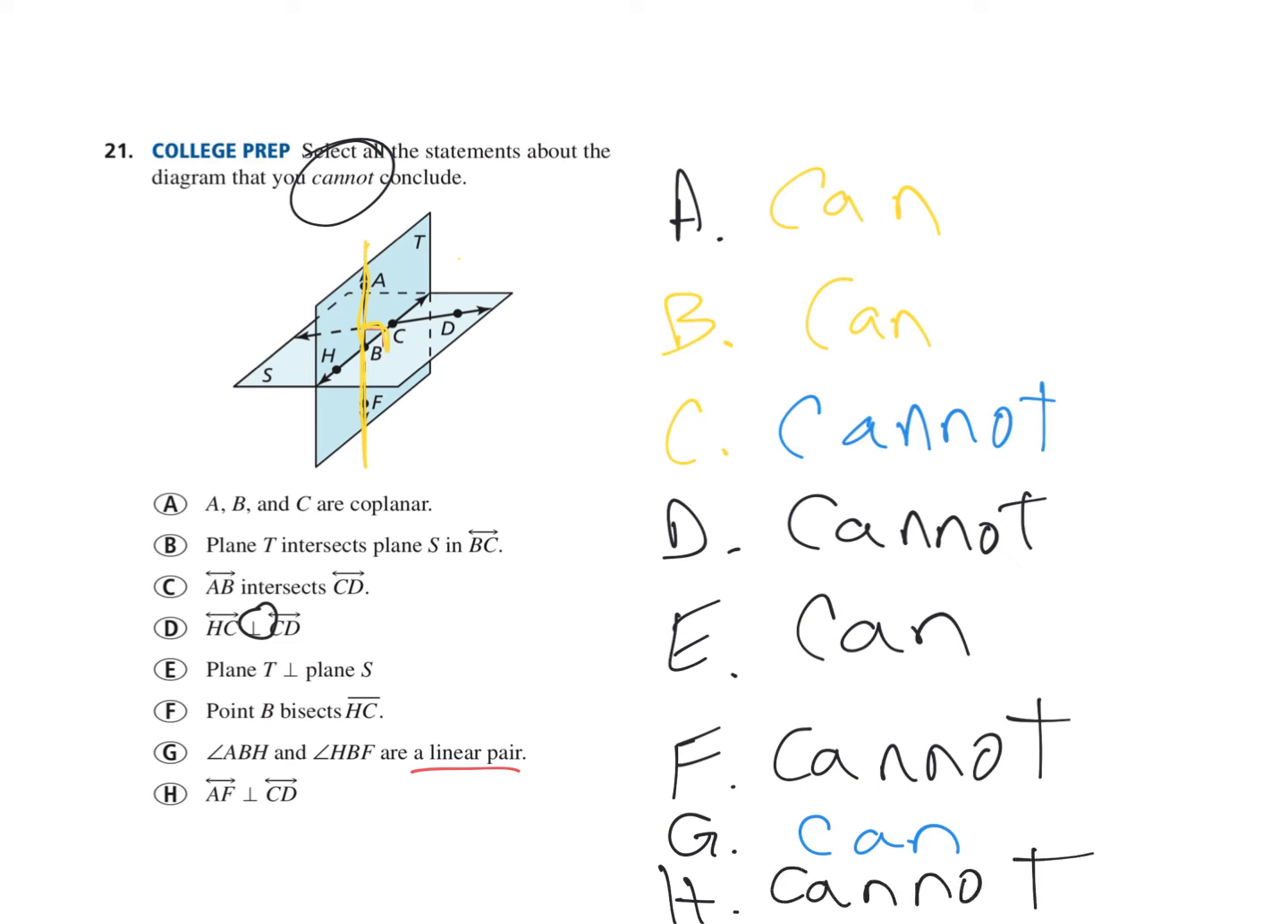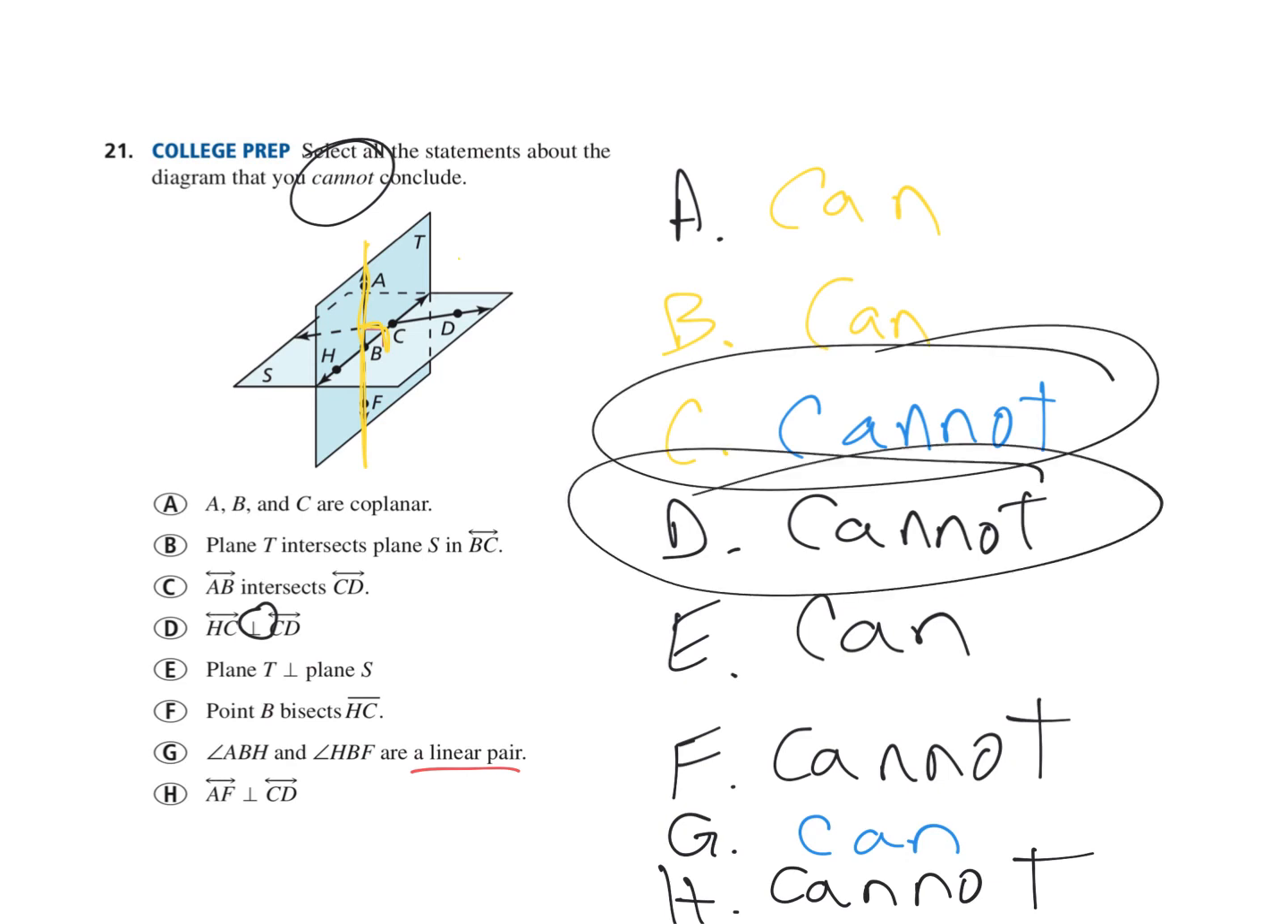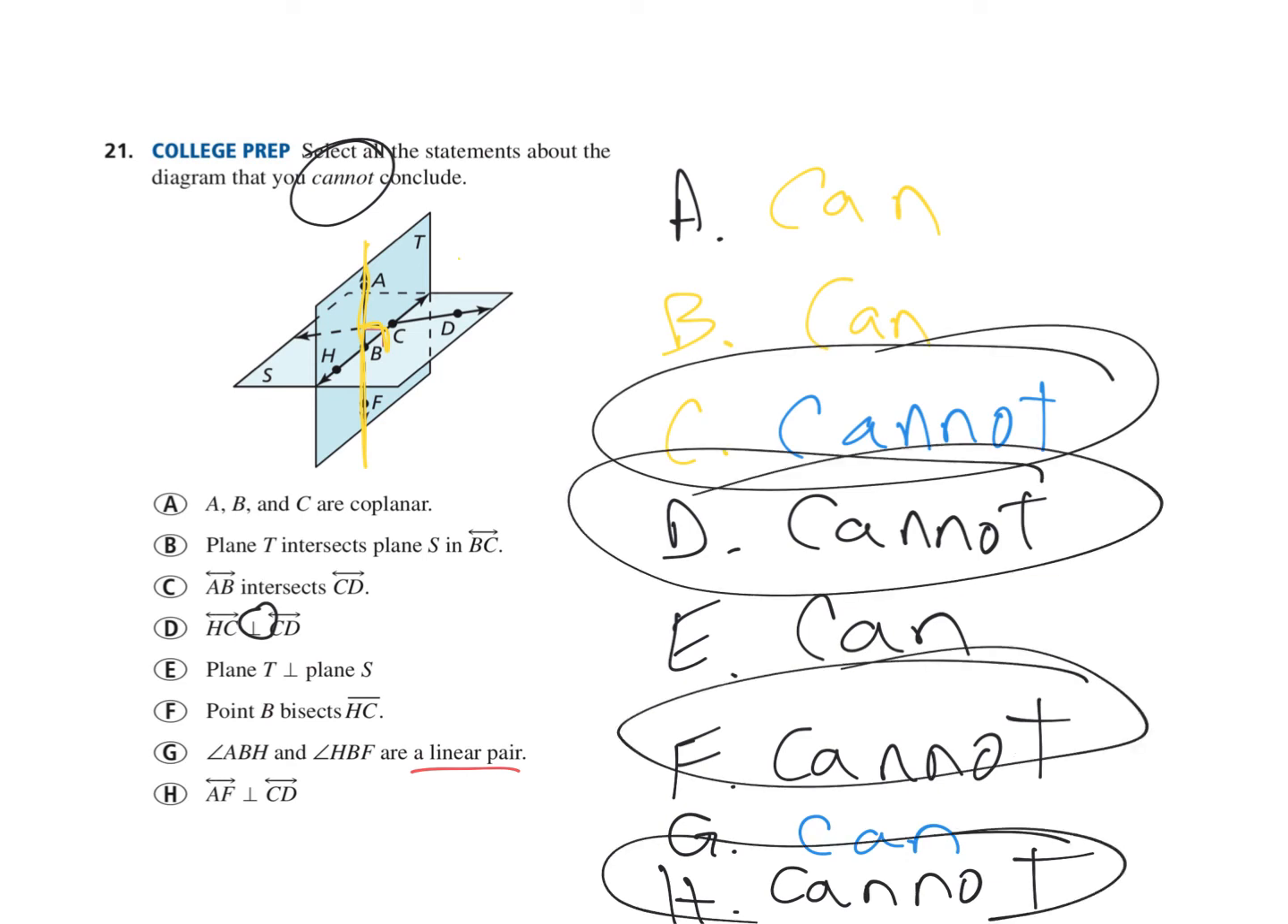All right, so let's take a look. We have C, we have D, F, and H as our answers. Let's take a look at the answers. And there you go, C, D, F, and H. All right, now let's go do some review problems.